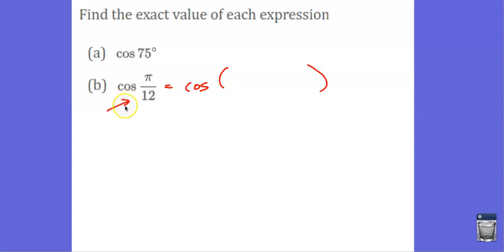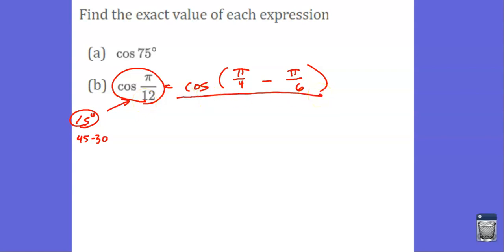Now think of one way to do this. If you prefer degrees, you could change that to 15 degrees and do the exact same thing. Think of it as 45 minus 30 degrees is how I would get 15 degrees. We're going to do that, but in radian mode. So this is cosine of pi over 4 minus pi over 6. Cosine pi over 12 is the same thing as this right here, and then we're going to use that formula again.